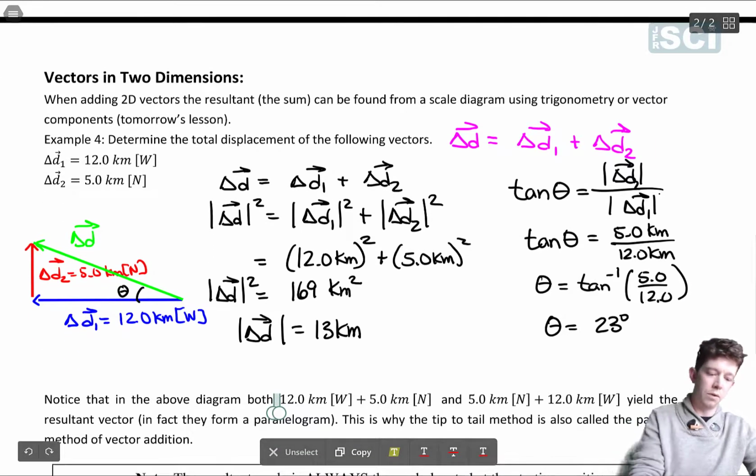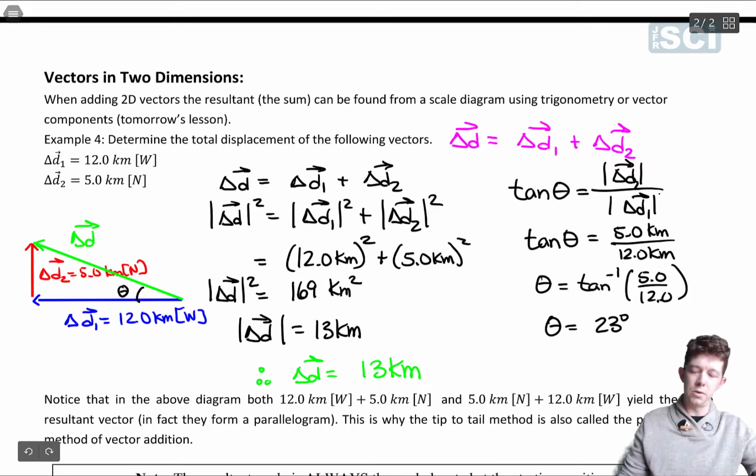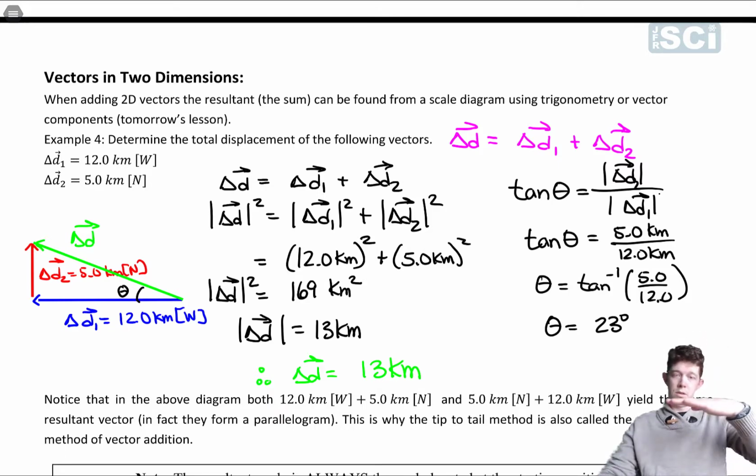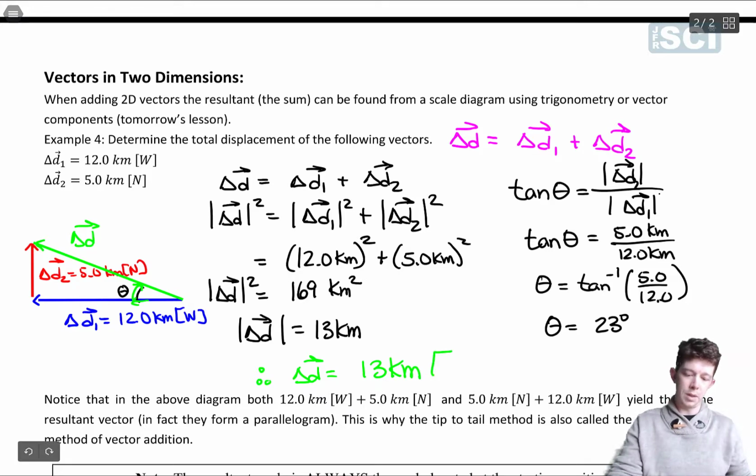Okay, so how do I report my overall vector? So I can say, therefore, delta D is equal to 13 kilometers. Now let's come up with the direction to it. It starts in the west direction and it rotates upwards towards the north by 23 degrees. So I start in the west direction and I rotate up to that green line. So I'm going to say west 23 degrees towards the north.